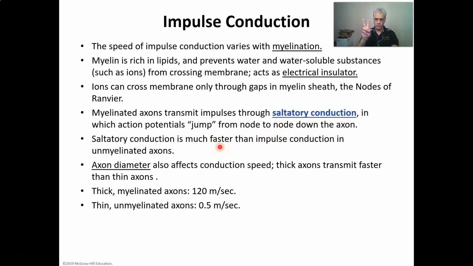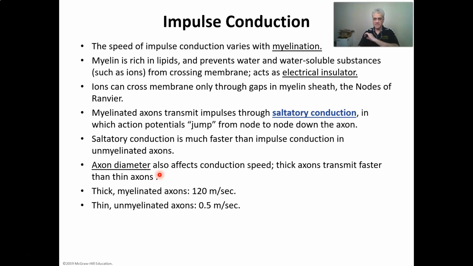Fact number two in impulse conduction is the diameter of the axon. Yes, how fat is that thing? It turns out that a fatter neuron, that means a bigger diameter neuron, transmits signals faster than a small diameter neuron.